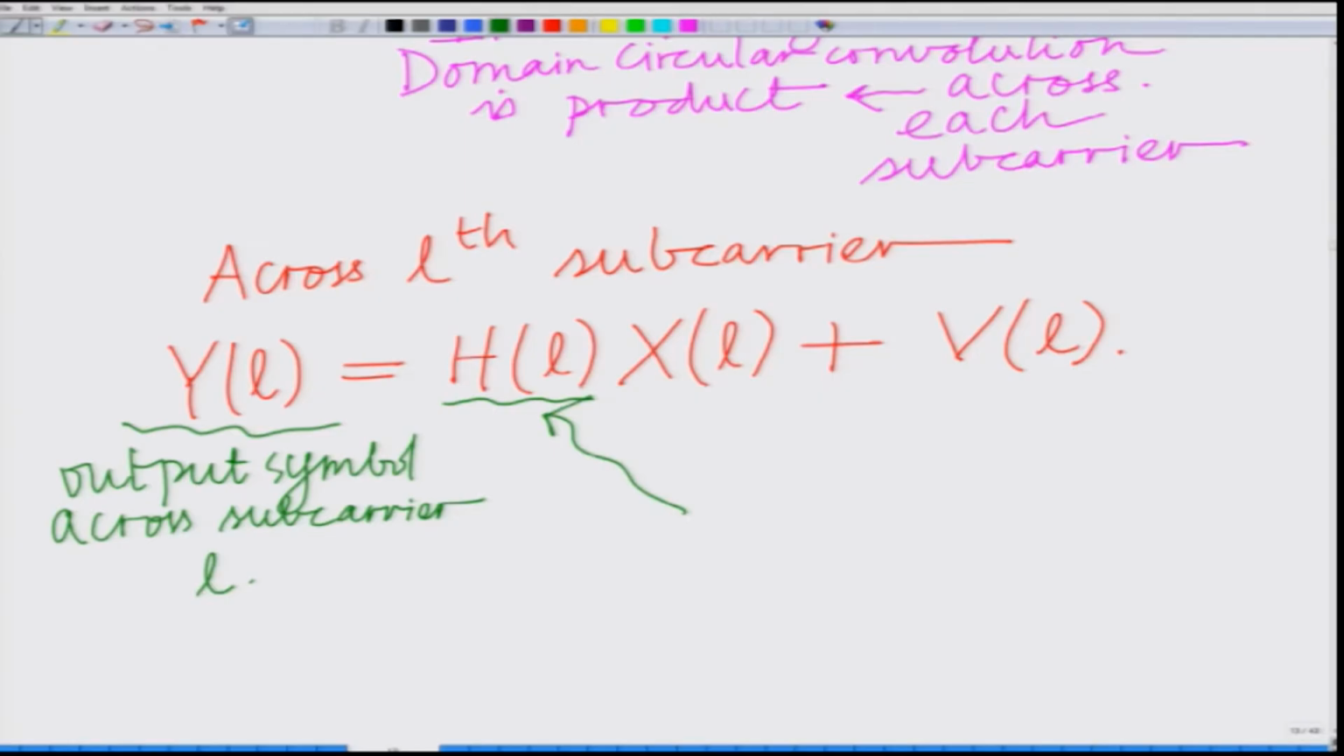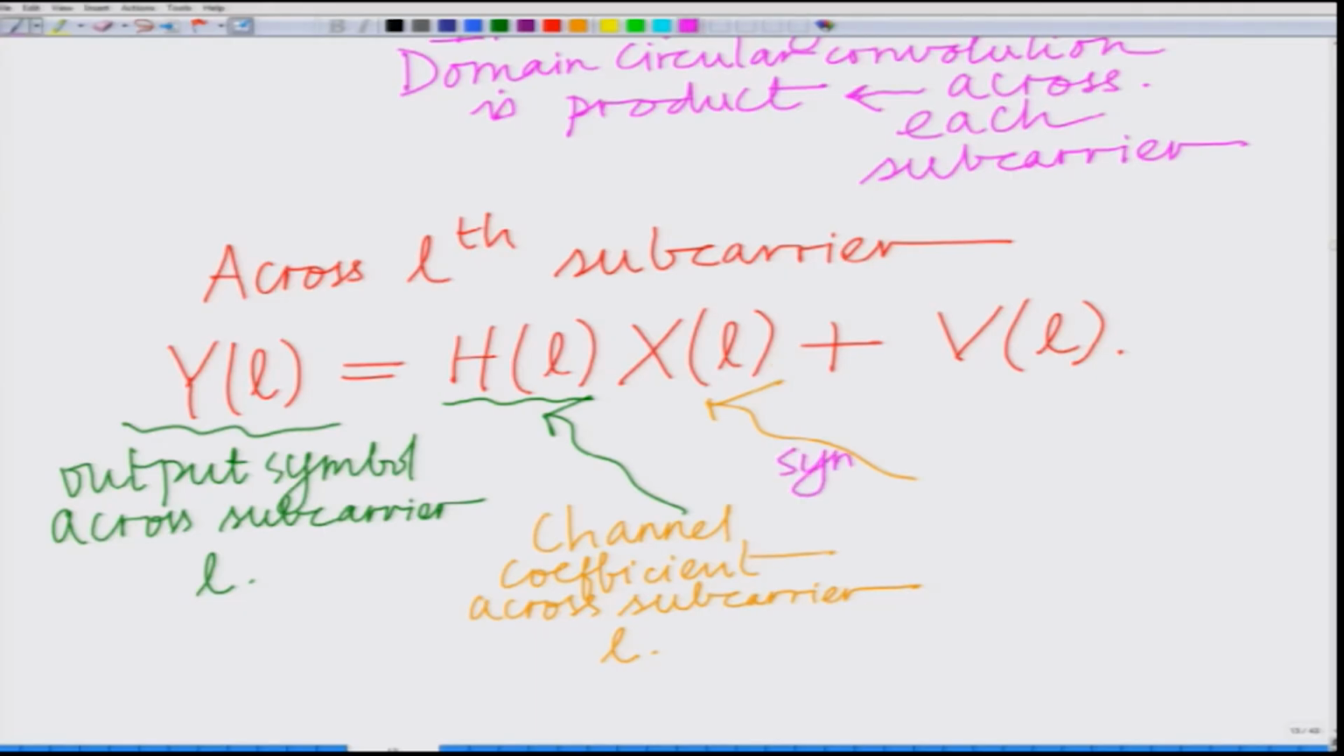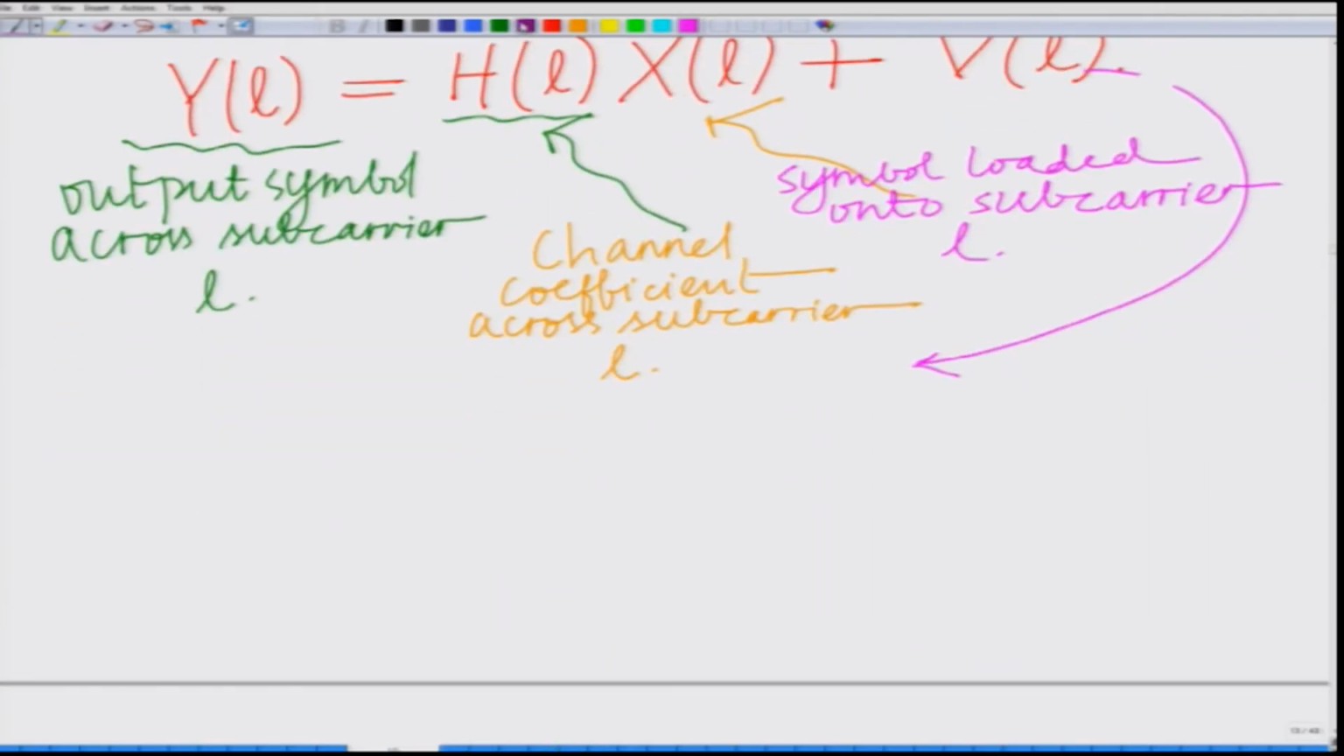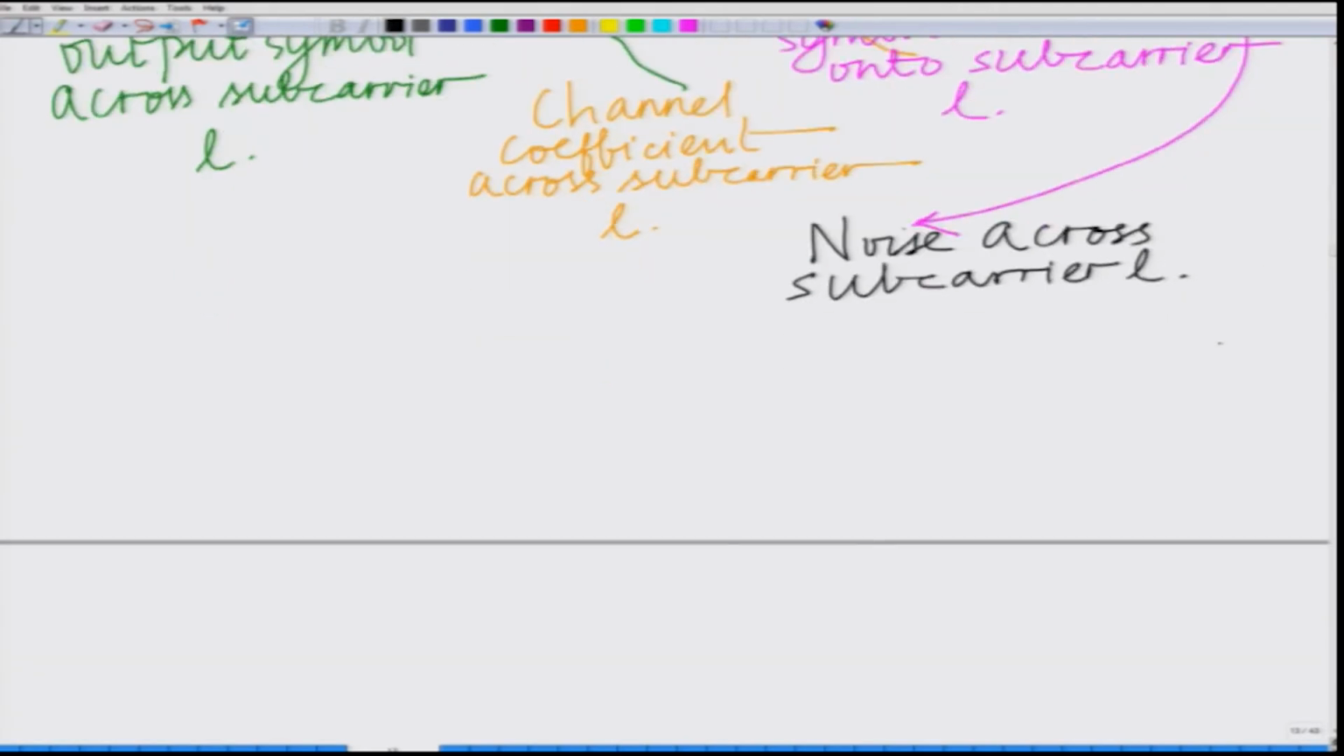HL is the channel coefficient across subcarrier L, XL is the symbol loaded onto subcarrier L, and VL, not to forget, is the noise across subcarrier L. Therefore, the number of subcarriers is equal to capital N, where N equal to 4.